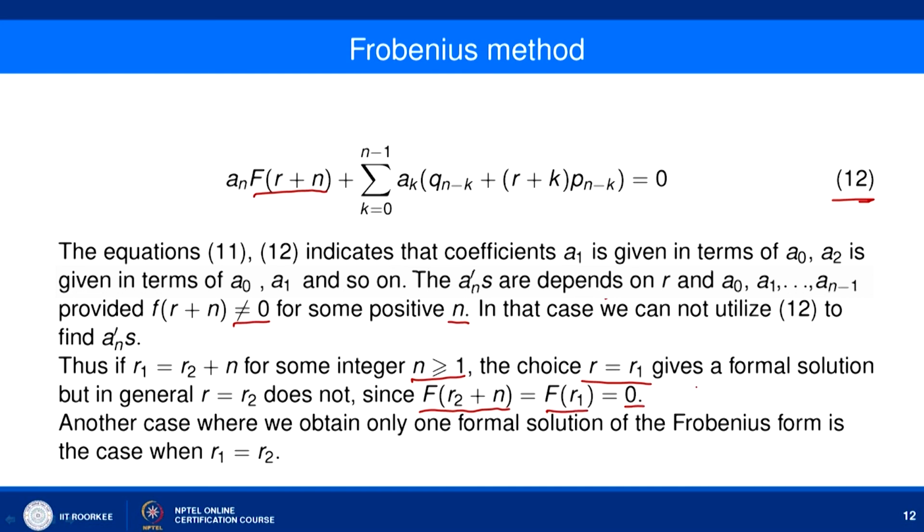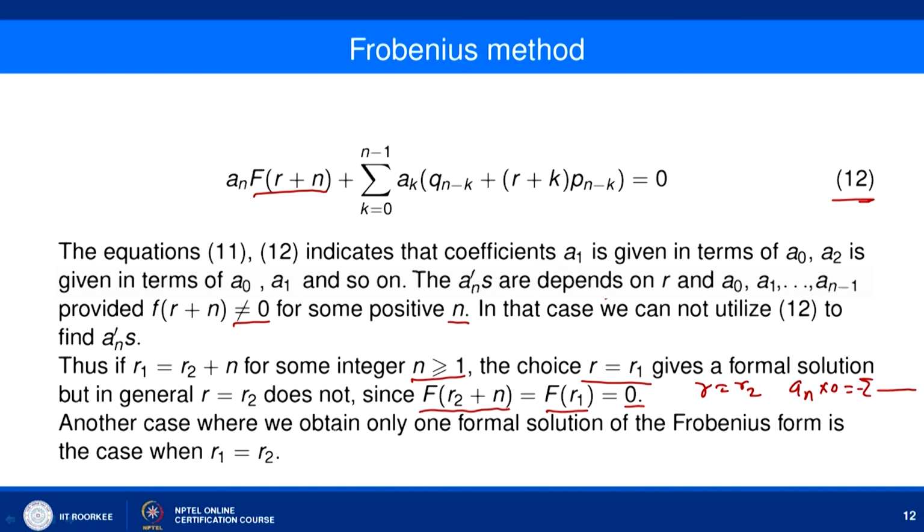So, it means that corresponding to r equal to r2, you cannot find a_n using formula number 12, because a_n times 0 is equal to something. So, we will see under what condition this will also give a solution; that is the case we are going to discuss.